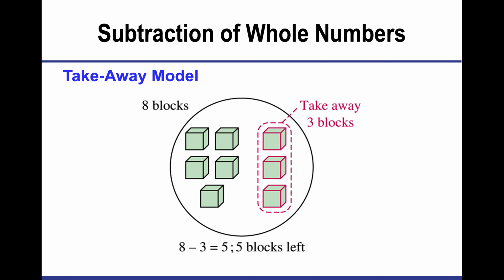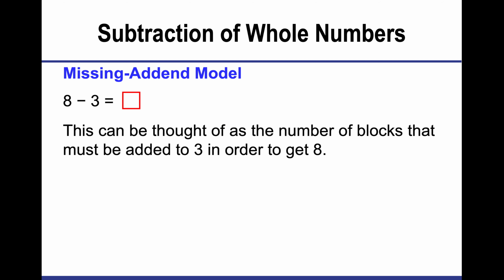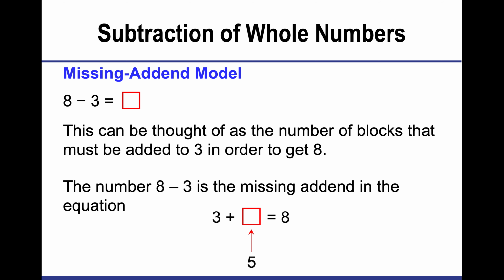So if I'm in the takeaway model, 8 minus 3 would be I have a group of 8. I'm going to cross out 3 blocks. How many do I have left? If I'm looking at the missing addend, I'm going to say, okay, 8 minus 3. This can be thought of as the number of blocks that has to be added to 3 to get to 8. So I would rewrite 8 minus 3 as 3 plus something is 8. And since 3 plus 5 is 8, I know 8 minus 3 is 5.